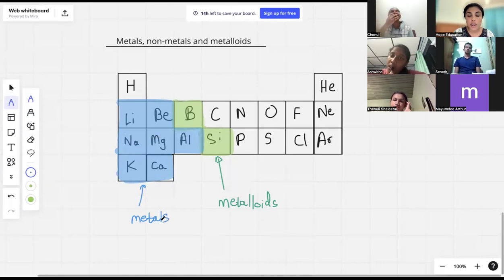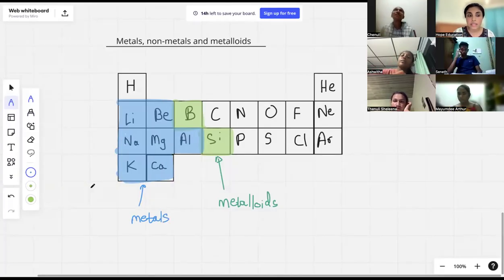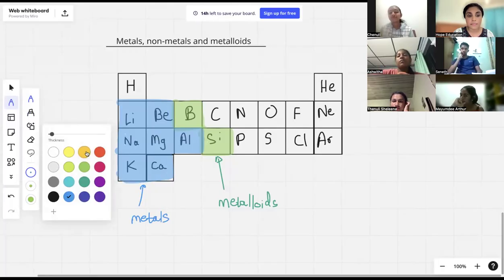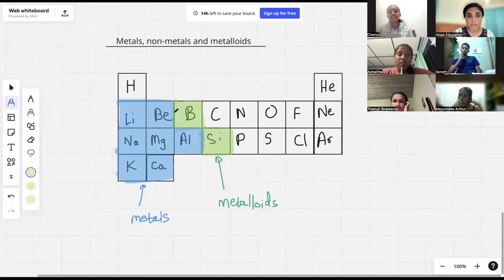Then what is on the right side of the metalloids? We call them non-metals, right? On the right side of metalloids, we call them non-metals. That means carbon, nitrogen, oxygen, fluorine.